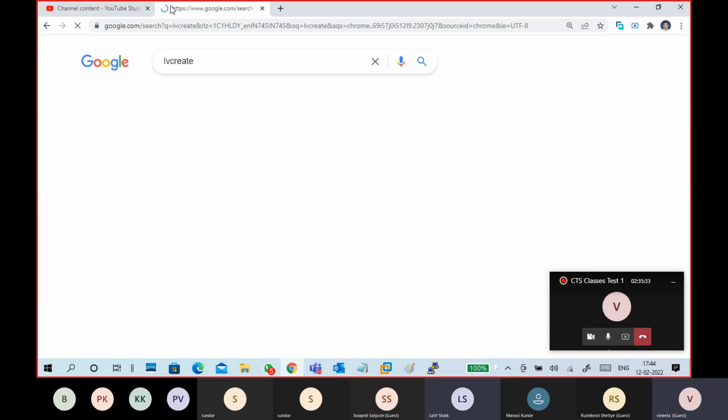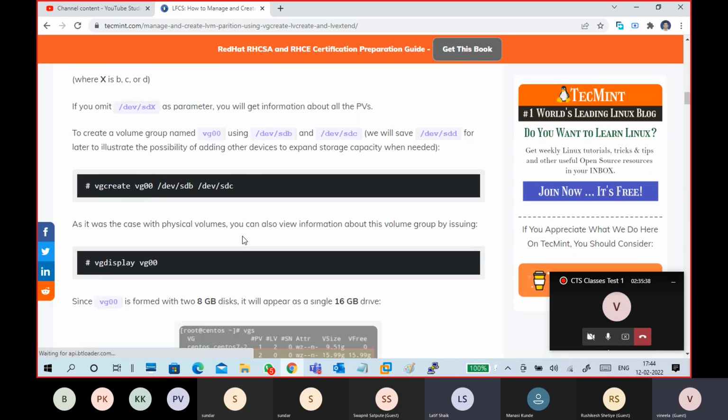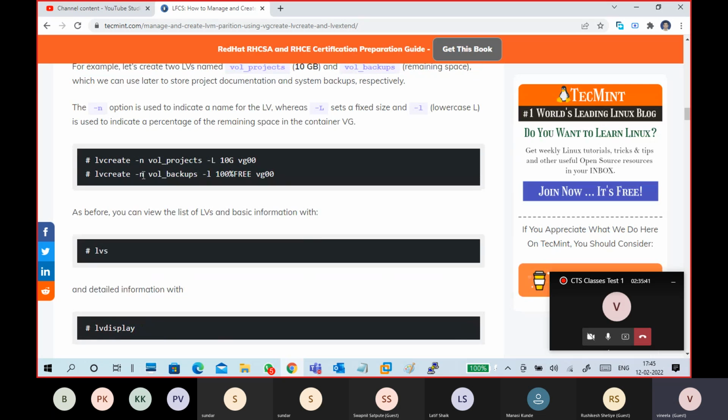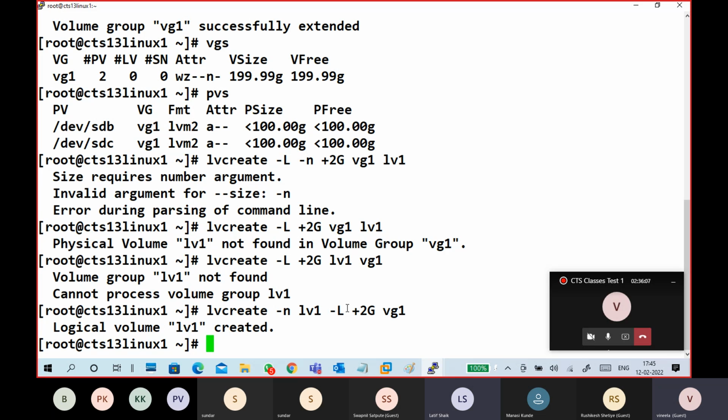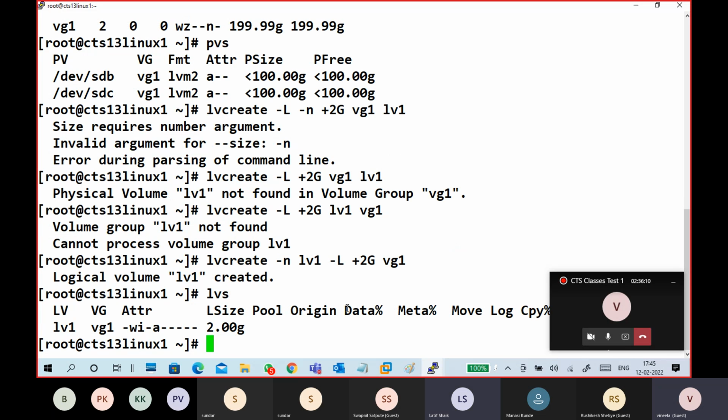lvcreate. Yeah, very good. Correct. Hyphen n LV1, hyphen capital L plus 2G, VG1. Okay, the logical volume is created. lvs. The 2 GB volume is created. So you can see vgs.